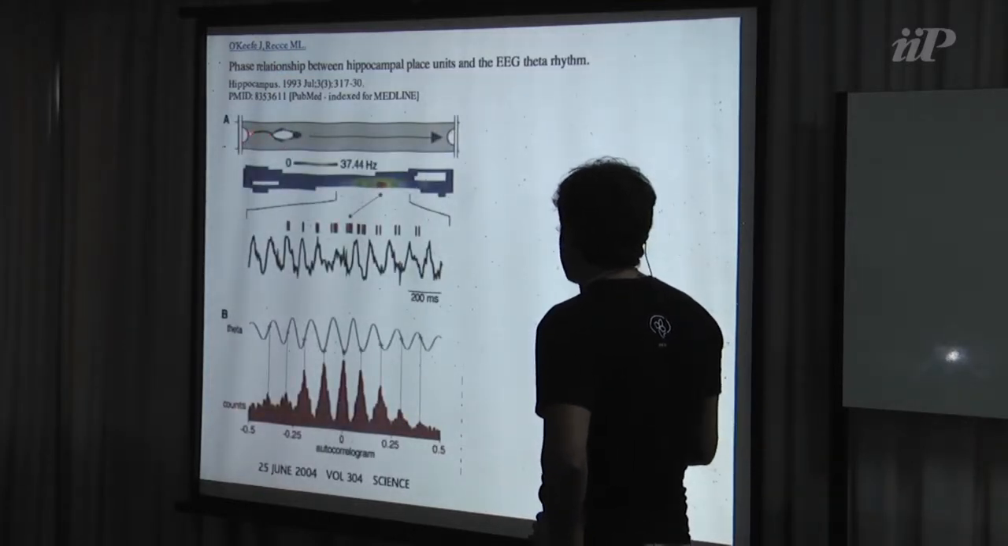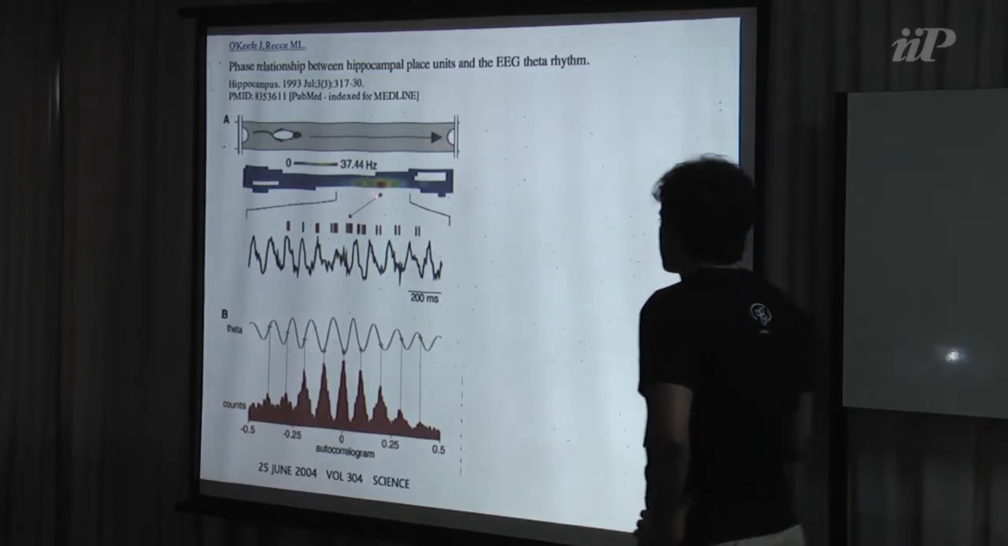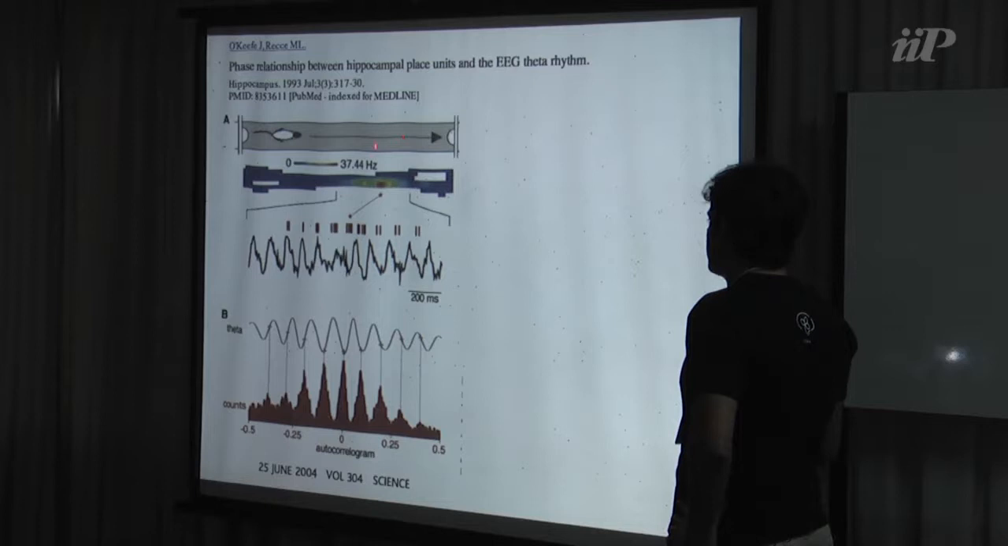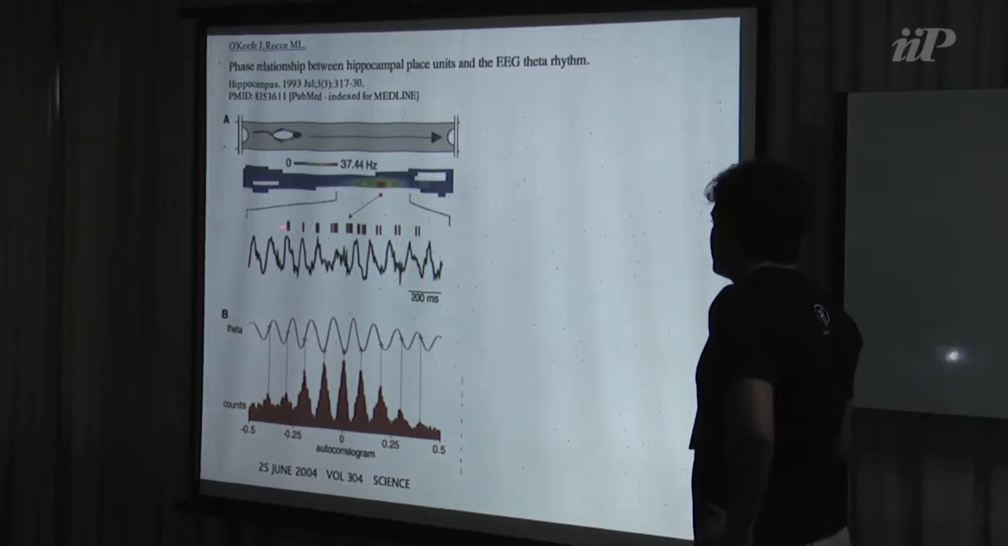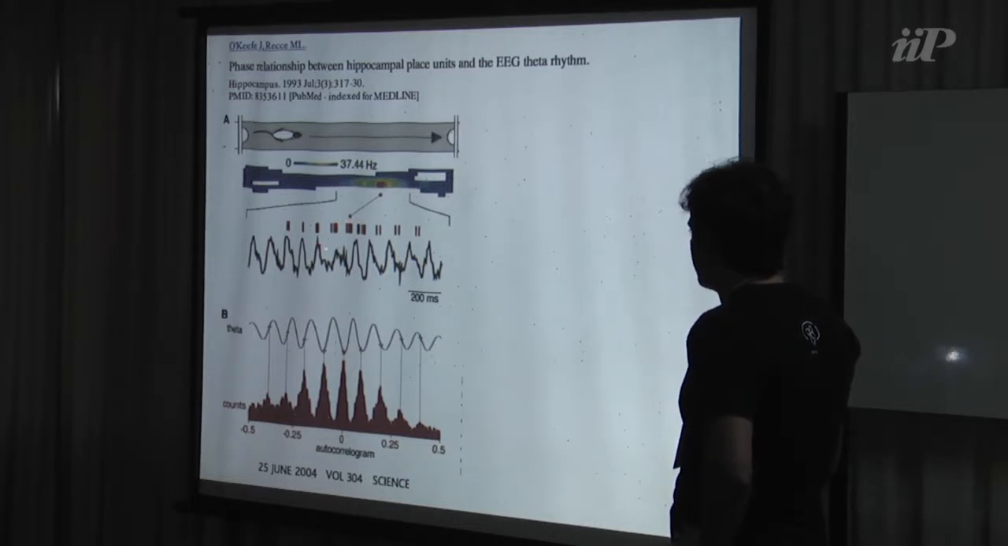So here is a rat going along a linear track, and this is the place field. This particular cell spikes when the animal is here. See, we have the place field here. And so he's just plotting the spikes of the cell as a function of time. And here is the LFP.